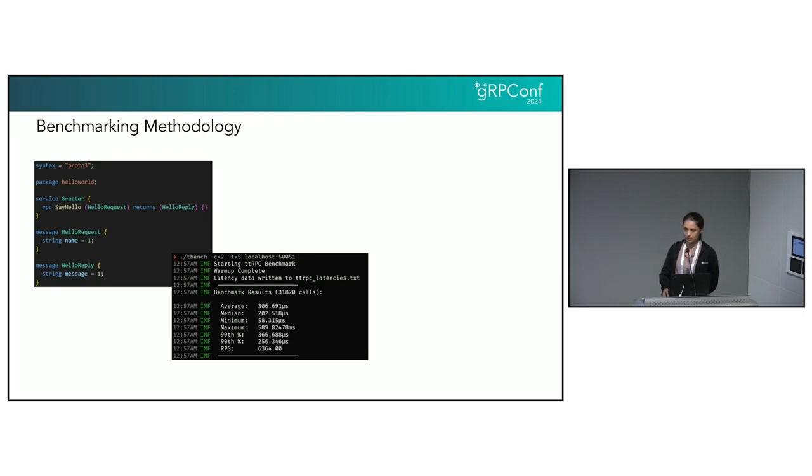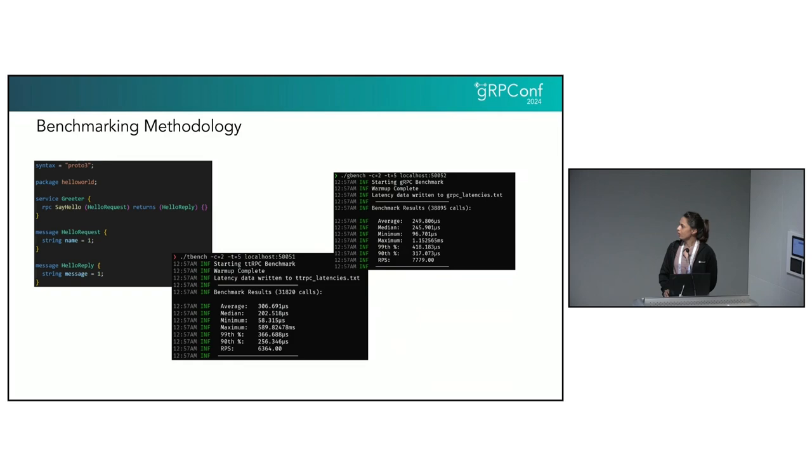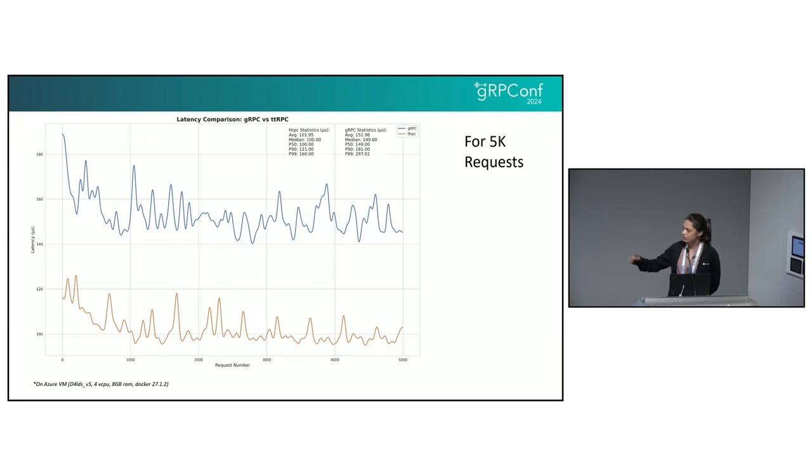It will output the data in terms of, for example, average, median, P99, and P90, and output this to a file as well. So for our measurement, we set up the servers, very simple ones with the protobufs, and we measured the latency. Initially we warmed up the cache with 200 preliminary requests, and subsequently we bombarded the system with 5K requests.